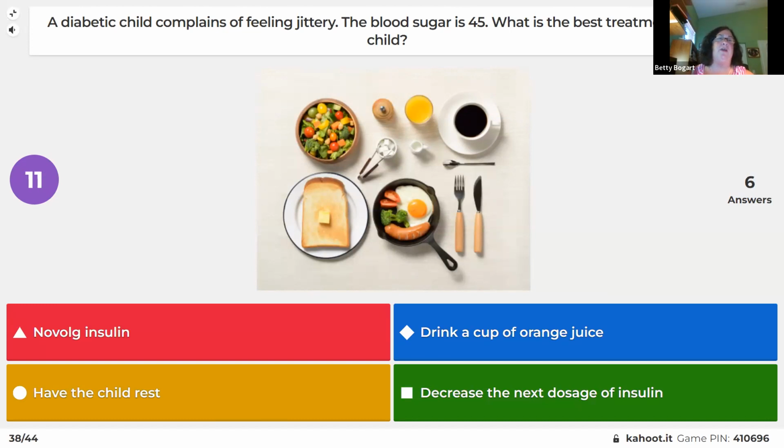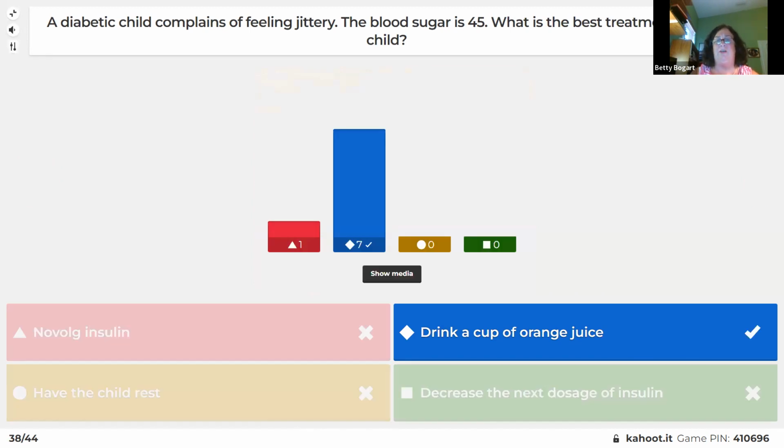Now, when you read these questions regarding all the different lab values they're showing you, always make sure you look at the patient's condition. This child is complaining of feeling jittery. That means they're awake, and they're good enough to swallow food. You don't have to give IV D5W or IV dextrose, nothing. You can give this child something to eat. A cup of orange juice.